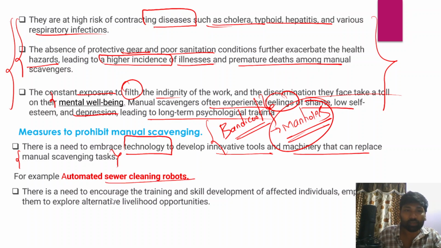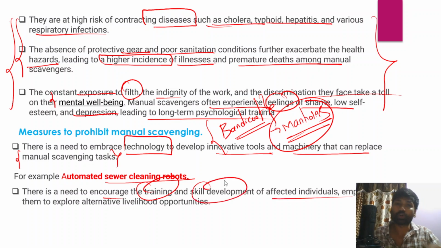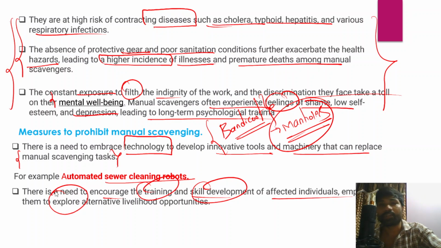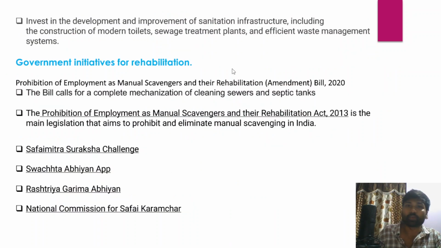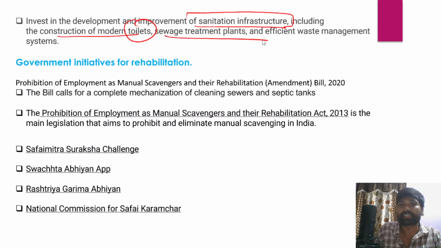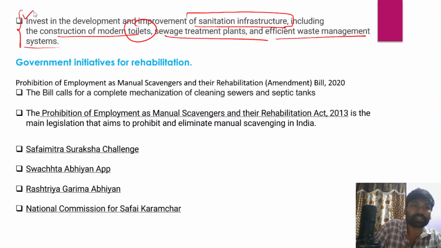And therefore there is a need to encourage the training and skill development of the affected individuals. So rehabilitation and resettlement of people who are already engaged in manual scavenging is very, very important. Therefore, in order to ensure that, we need to provide them adequate training and skill development, so that would help them find alternative employment opportunities. And we should also invest adequately in sanitation infrastructure, and this sanitation infrastructure includes construction of modern toilets, sewage treatment plants, and even efficient waste management systems. So we need to invest in all these areas.